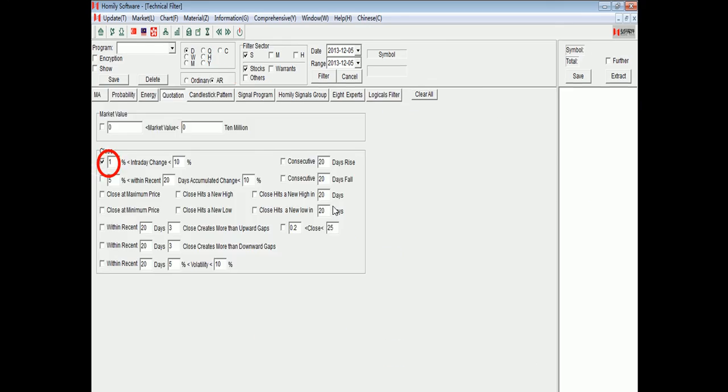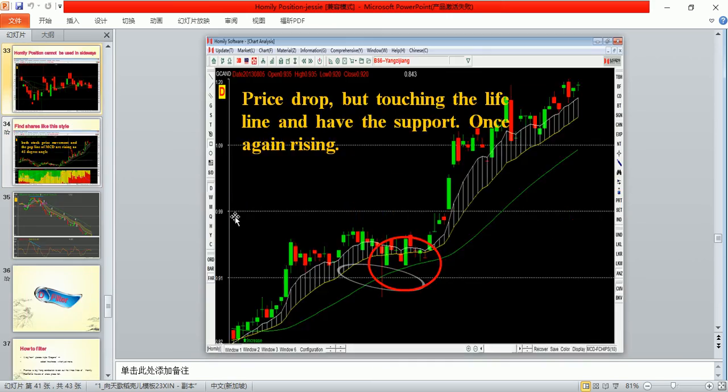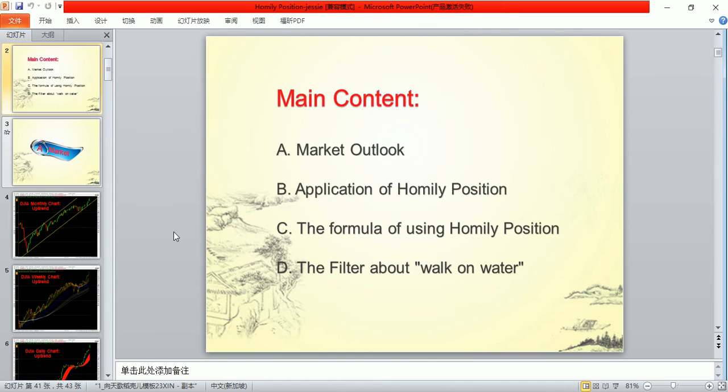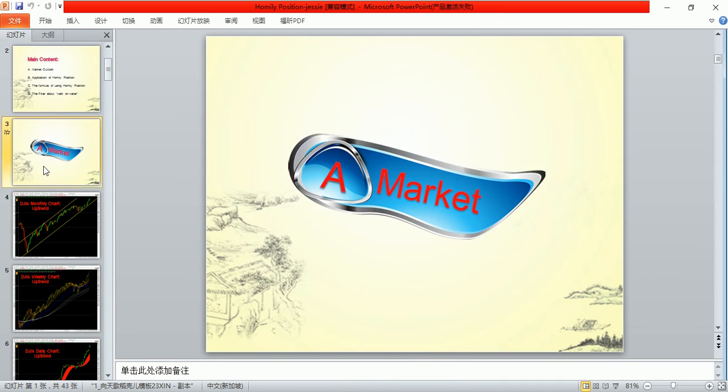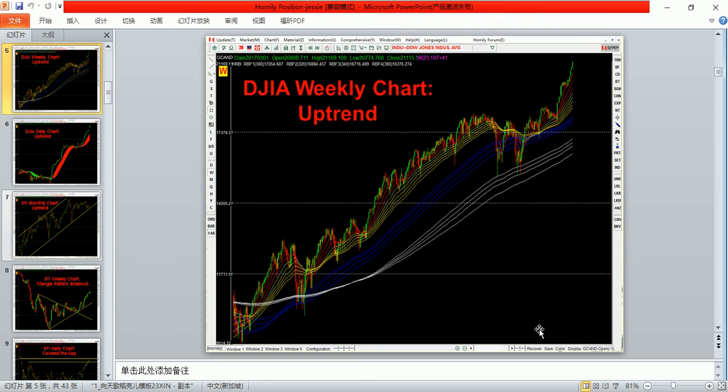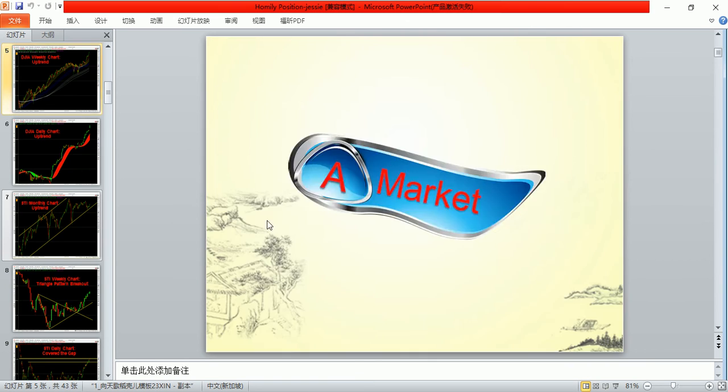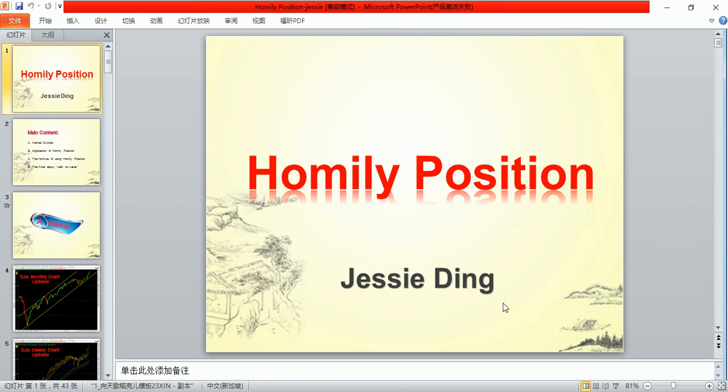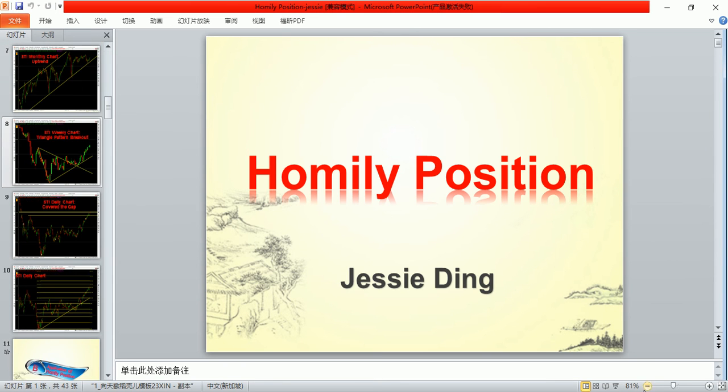So today we talked about the homely position. Homely position, I think, is to judge the medium long term, but for short term, you should combine with other methods. You can use this for the buy point, but the sell point is a little late, so it's better to use chart patterns and candlesticks to judge. So this is today's course, and I hope you can understand. Do you have any question?